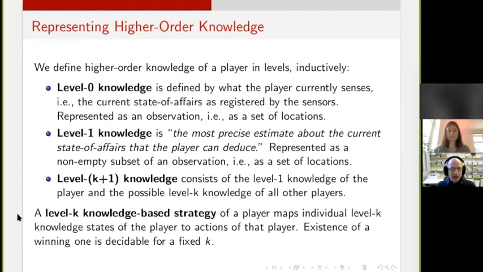And obviously, the existence of a winning knowledge-based strategy for a fixed level K is decidable. Why is it decidable? Because there are finitely many such strategies. We can enumerate them and test each of them, and testing whether a given knowledge-based strategy of level K on a finite graph is winning can be done in finite time. It's like model checking, if you want. Any questions so far?